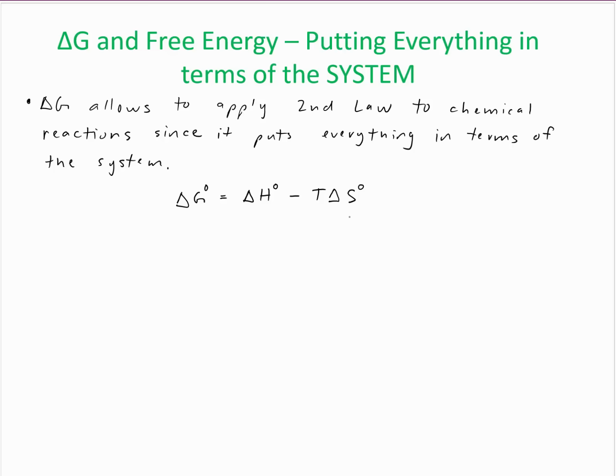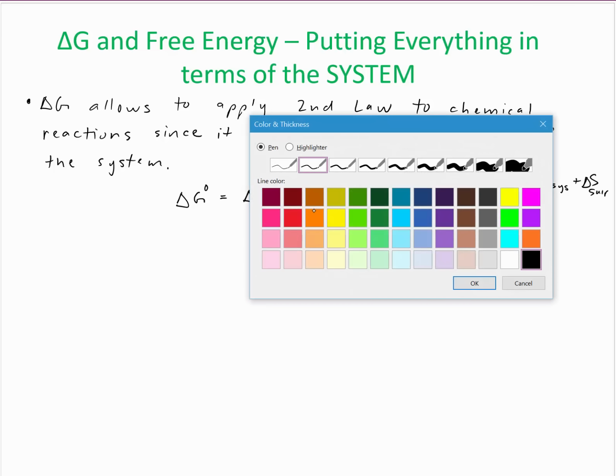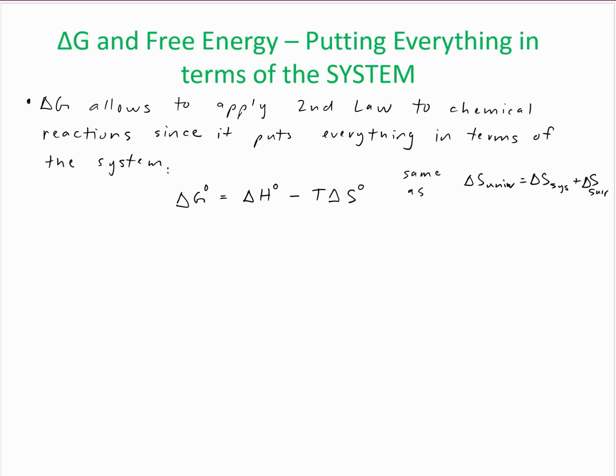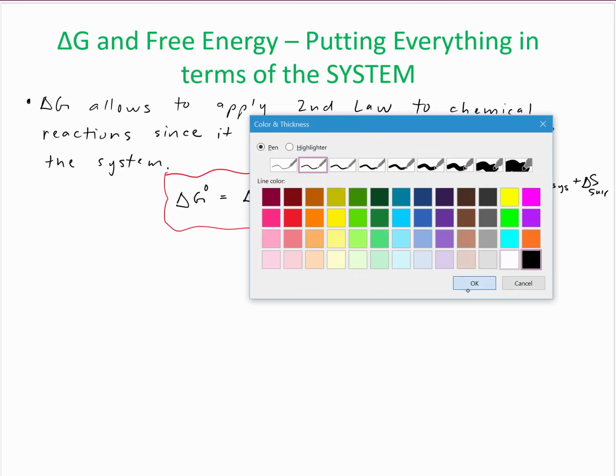So that's it. This is the same thing as the second law. It's the same as this equation: delta S universe equals delta S for the system plus delta S for the surroundings. Okay, and so let me put a box around this. Okay, so that's our equation.